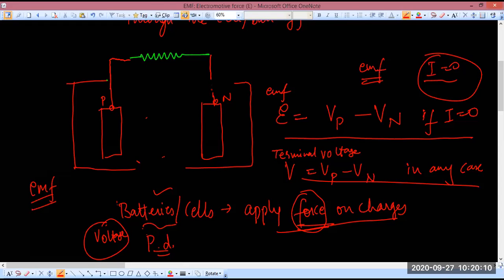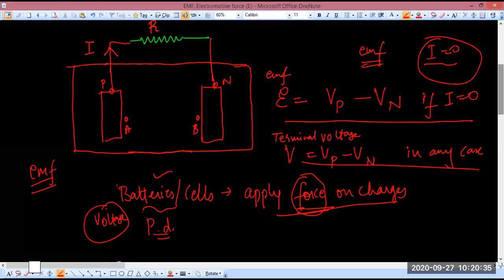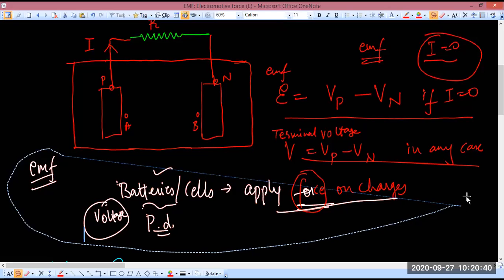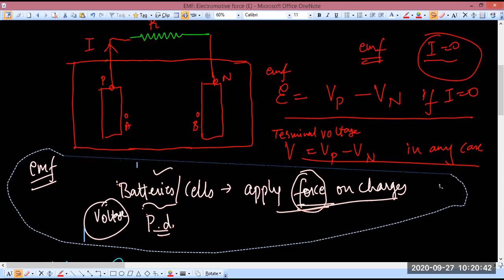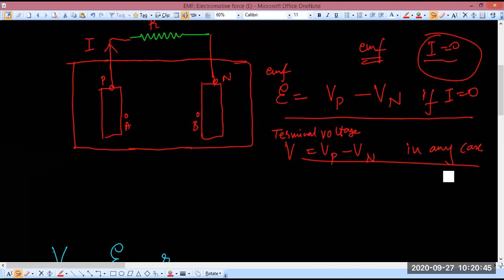So let's say that this is a typical battery, or cell. Again, here is point A and point B. Now first of all, consider that when this is connected, there is a current I flowing in it, and this resistance is R. All right, this resistance is R. So now I'm just going to erase all of this. I hope you have written it. Have you written all of this?